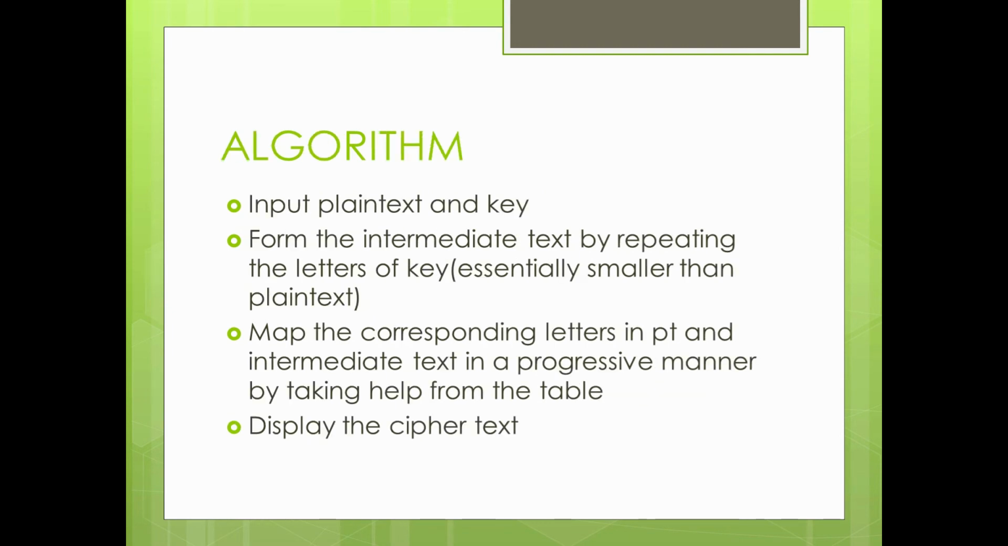The algorithm behind this kind of cipher is quite simple. First, input the plain text as well as the key from the user. Then form the intermediate text by repeating the letters of the key again and again until the length becomes equal to the plain text. After that, map the corresponding letters in the plain text to the corresponding letters in the intermediate text to come across the cipher element. Finally, at the end of the algorithm, display the cipher text by consolidating each of the cipher elements.